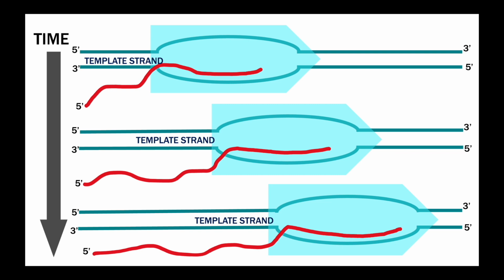Only the DNA at the region of active transcription will be separated. Behind the region of active transcription, the DNA will rewind again.